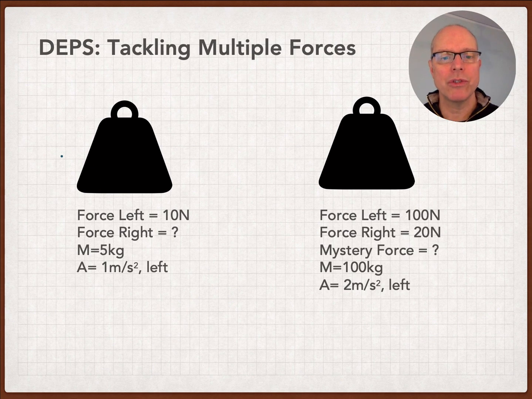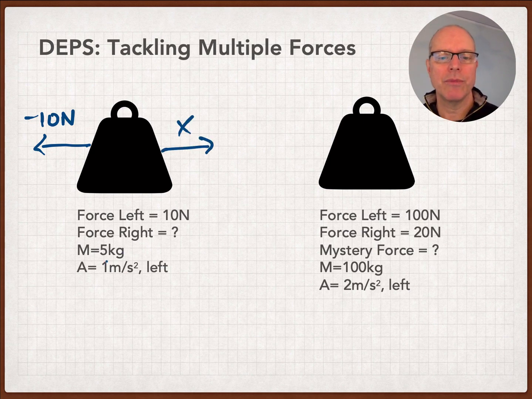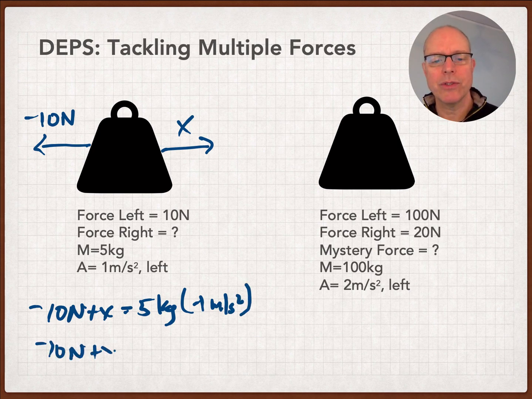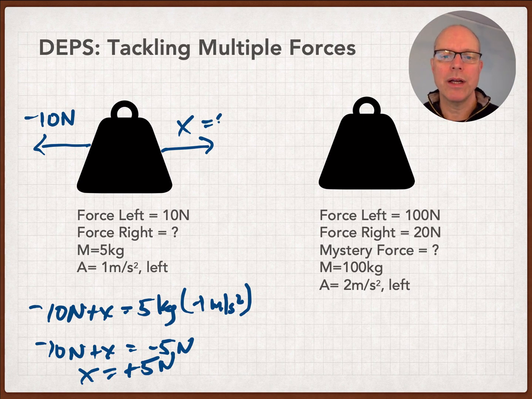Force to the left equals 10 newtons. We got this. -10 newtons over here. Force to the right is a mystery. That's x. 5 kilograms here, -1 meter per second squared. They didn't even have to tell me. I read it right out loud because I saw the left. To me, that always means minus. It works its way right into the math. -10 newtons plus x equals 5 kgs times -1 meter per second squared. And that means -10 newtons plus x equals -5 newtons. Do the math. X equals +5 newtons. That's right. The winner was on the left because the acceleration was to the left.